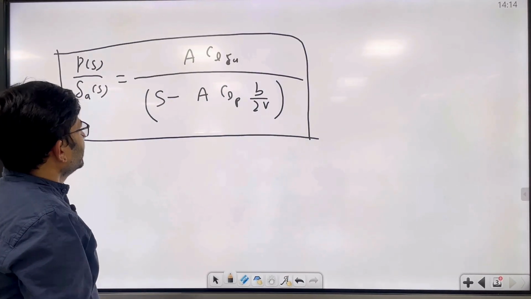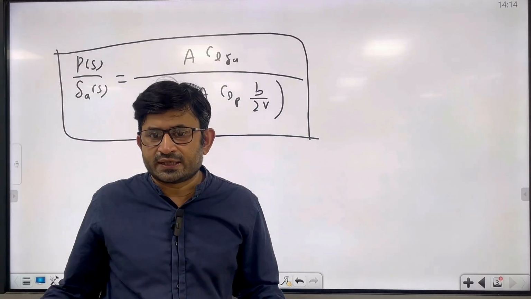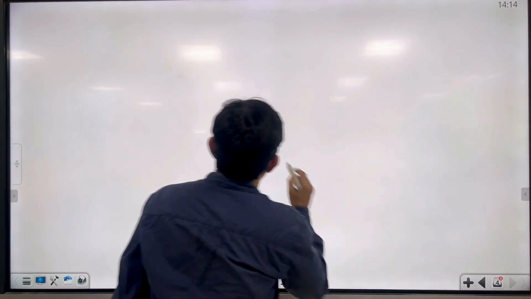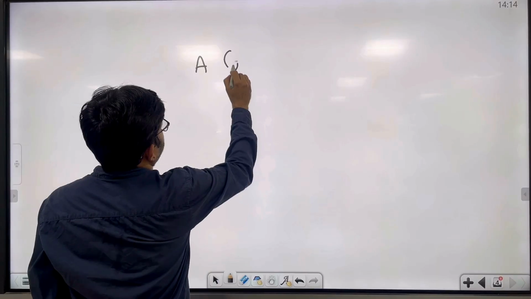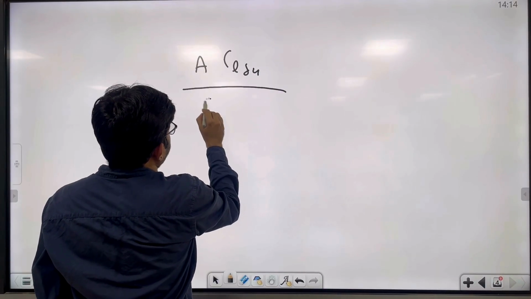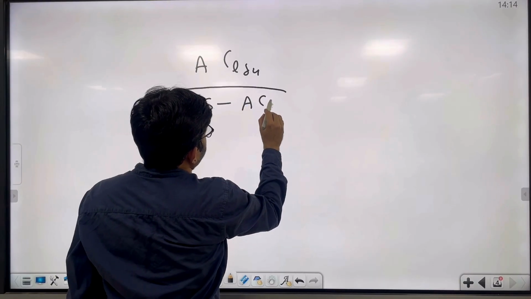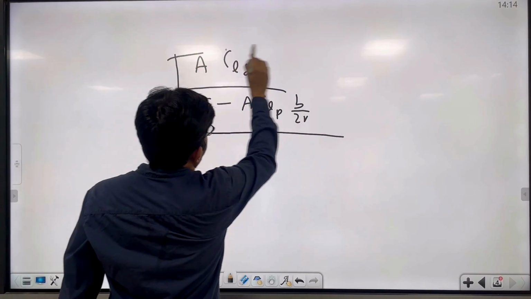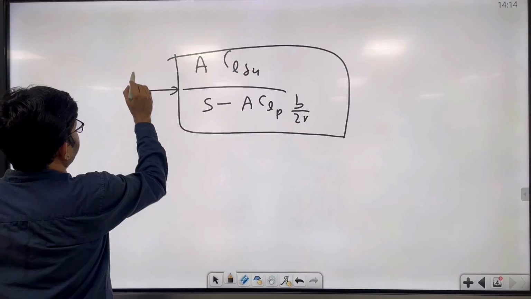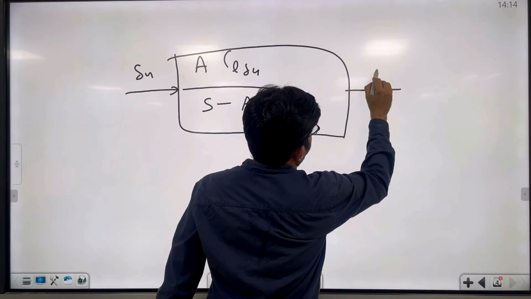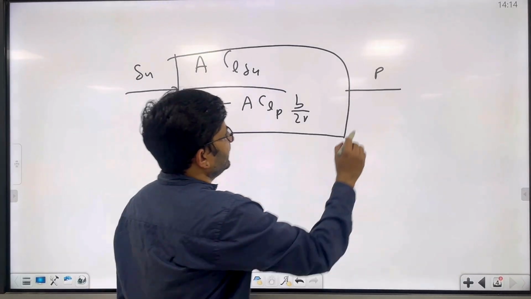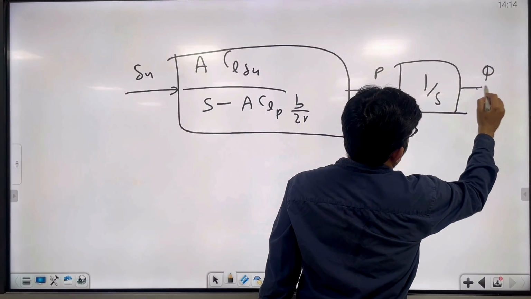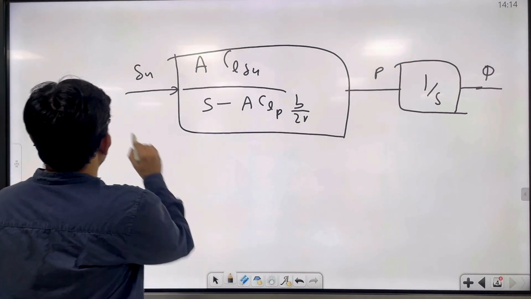Okay. Now with this transfer function we can draw the block diagram, right? So we can consider the block diagram like this. We can draw A CL delta A over S minus A CLP B by 2V. That is our plant actually, right? And when we are giving delta A, we are getting P, right? And when we are integrating P, we are getting phi, the roll angle.